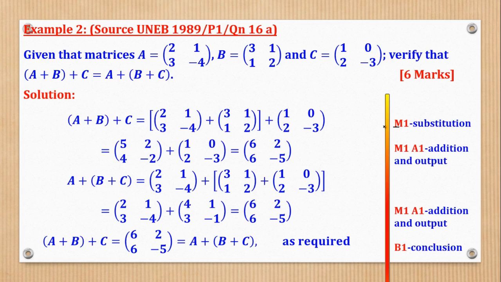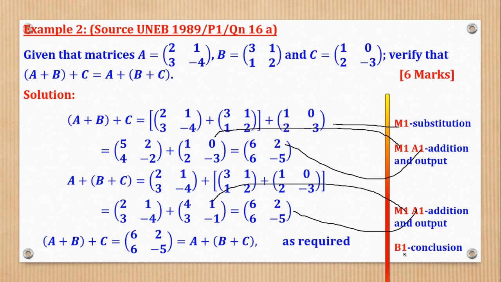So M1 will be for substitution here, for substituting A, B, and C. Then M1 will be for this addition, and A1 for the output. Then your M1 is for this addition, and A1 is for the output, and B1 is for conclusion. So basically that's how the marks could be awarded.